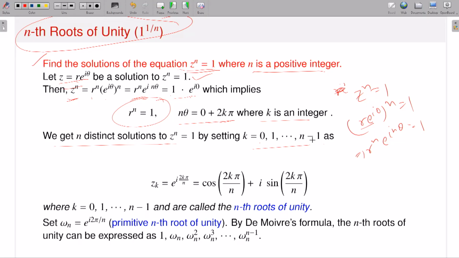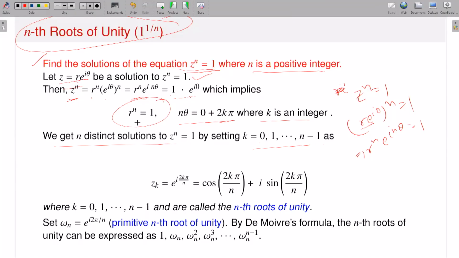And what is that solution? You can write it explicitly, because you see r to the power n is equal to 1, right? And r is positive. So what is the value of r? r is 1. And what is the value of theta? Theta you can get now. Theta is equal to 2k pi by n, and r to the power n is equal to 1 will give you r is equal to 1. So therefore what is the form of z? z is of the form e to the power i theta, where theta means 2k pi by n.